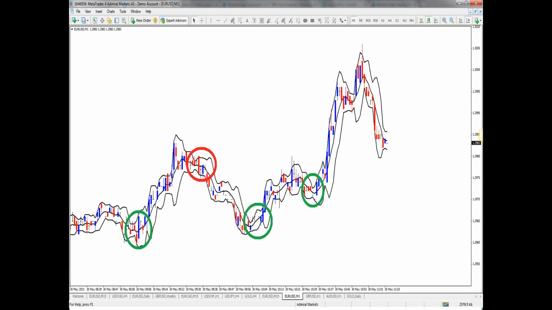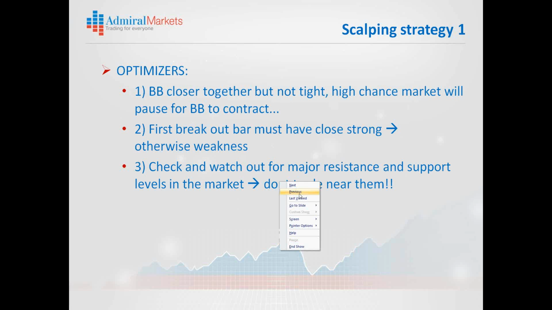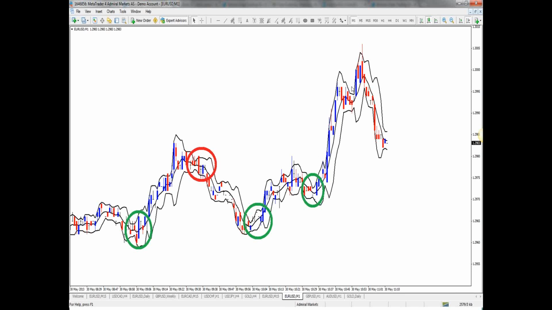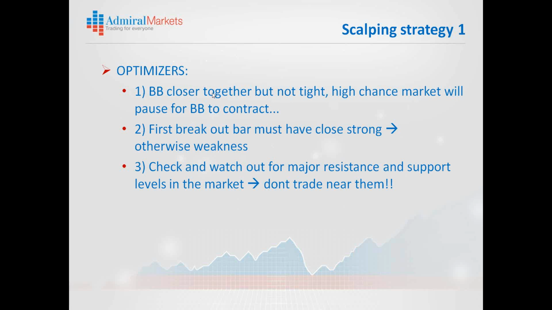So on average it gives a kind of 5 pip profit, and the loss is typically 2.5, and you're looking at a 50-50 here. So because of the good money management here, 2-to-1, you get some profit at the end of the day here. So let's take a look at some optimizers, because I just showed you the examples that work nicely, but there are some examples, maybe you could find them already, where you could say, hey, that didn't work out too well. So there are some optimizers that make the strategy a bit better.